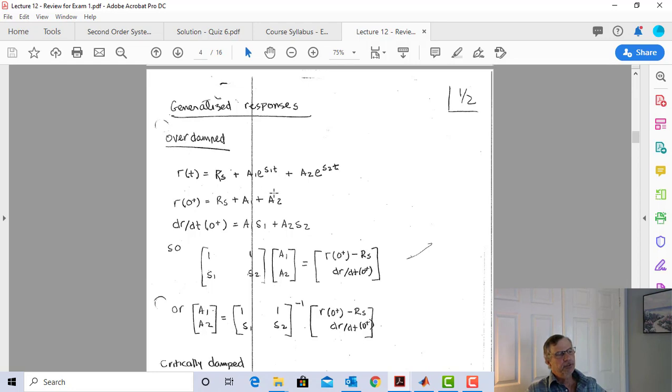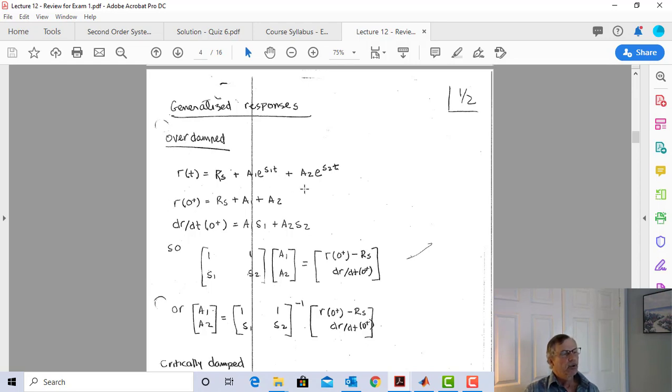So here's my equation for the response. And remember, I don't use V or I when I'm talking about just the response, because the response can be a voltage, it can be a current, it can be a pressure, it can be a temperature, it can be a displacement. All kinds of physical problems use these differential equations. But here it is. It's R sub S plus A1 e to the S1t plus A2 e to the S2t. And you calculated your S1 and S2 along the left side of the roadmap.